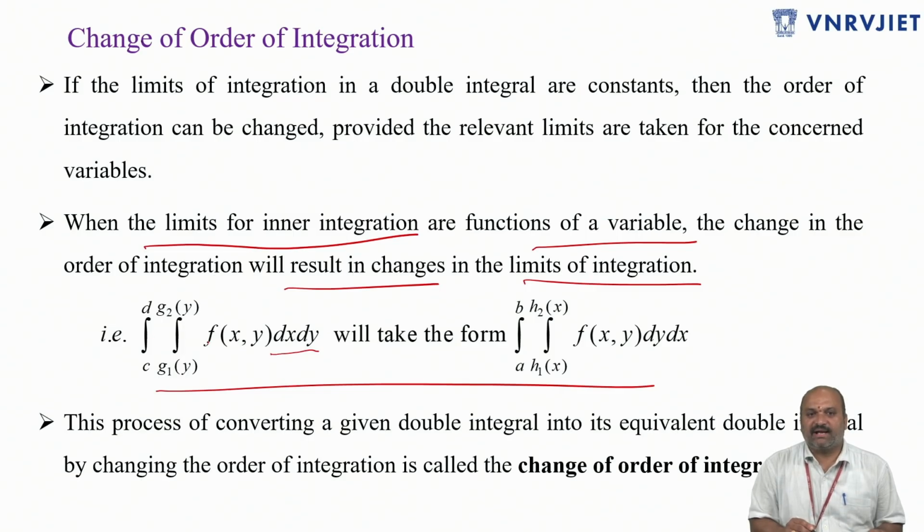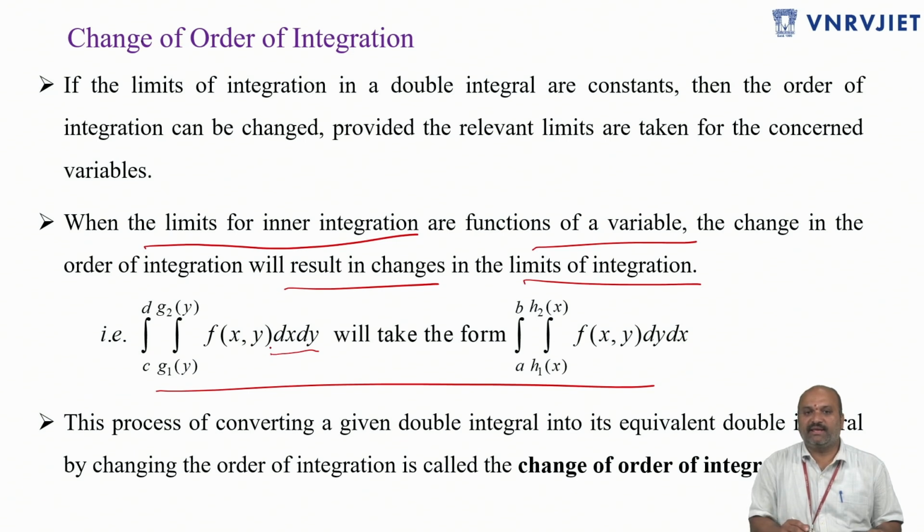So if you change the order of integration, that means the inner integral limits become y limits, and the outer integral limits become x limits. But we always know the outer integral limits must be constant limits. So the inner integral limits becoming y limits means those must be functions of x. So the integral after changing the order of integration will take this form: integral a to b, h1 of x to h2 of x, f of x comma y dy dx.